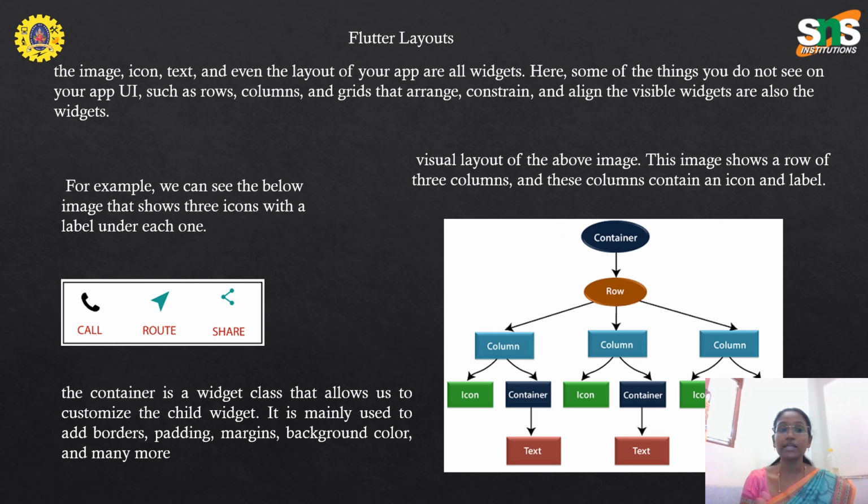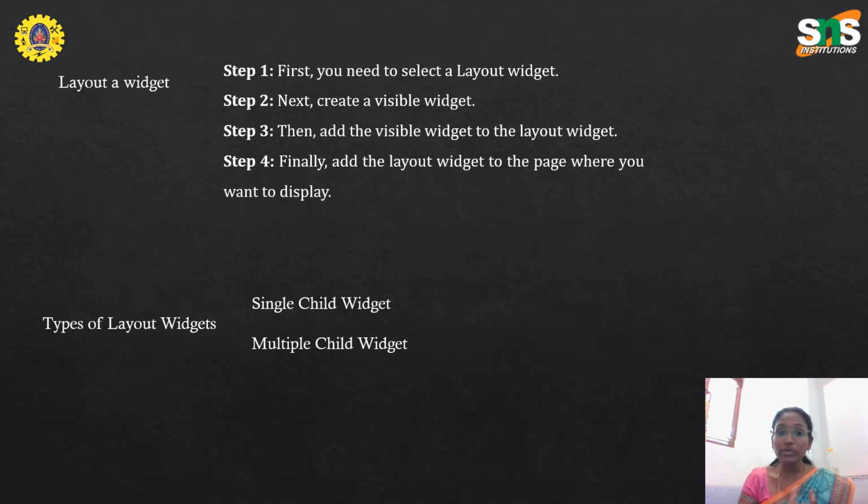Clear? Next one is the layout widget steps. How widgets work step by step: first you need to select a layout widget, next you create the visual widget, and third you add the visual widget to the layout widget. I'll create the icons. Next, add the layout widget to the page where you want to display it on your screen.